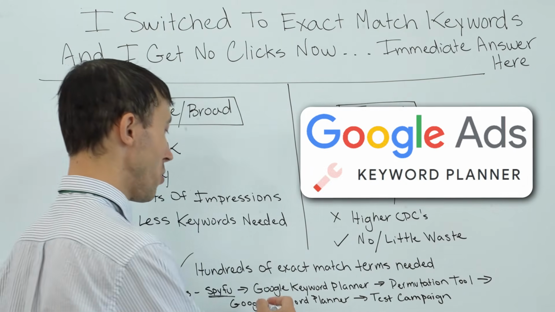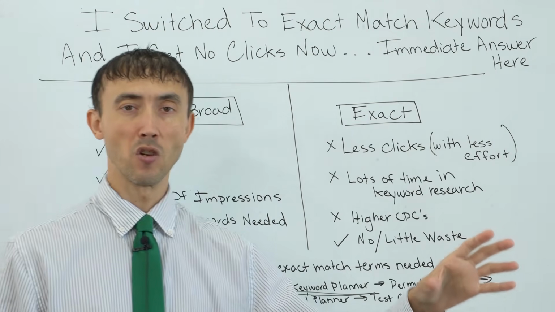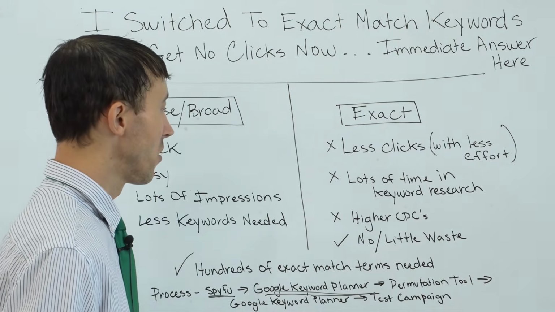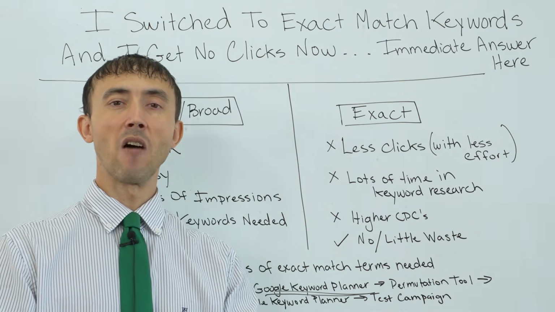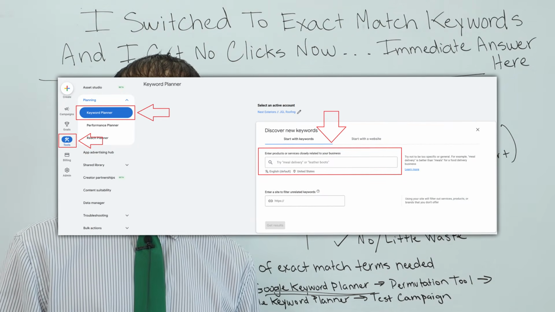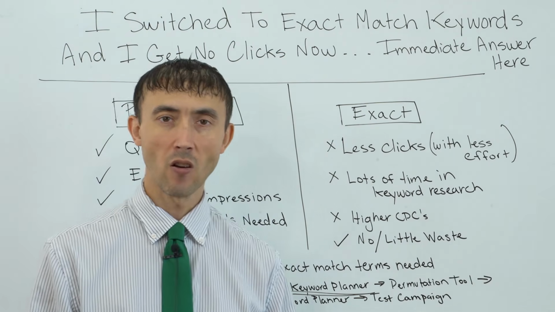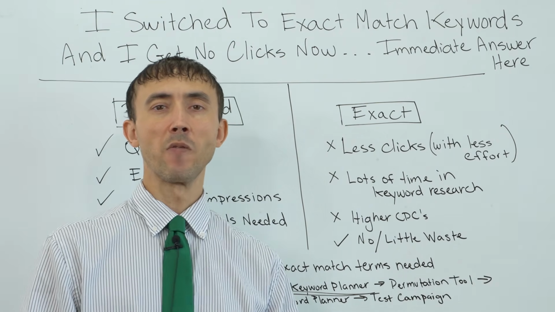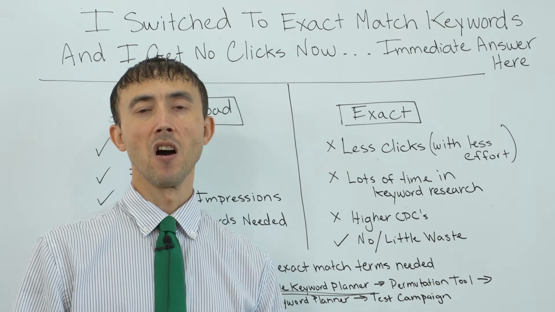Then you go to Google Keyword Planner and you start typing those into it and get even more ideas. And you're still showing up for absolutely everything in your market you should show up for. Then step 3 would be to use a permutation tool. You take all the keywords you found from Google Keyword Planner, put them in there, and it'll tell you all the permutations of those words.